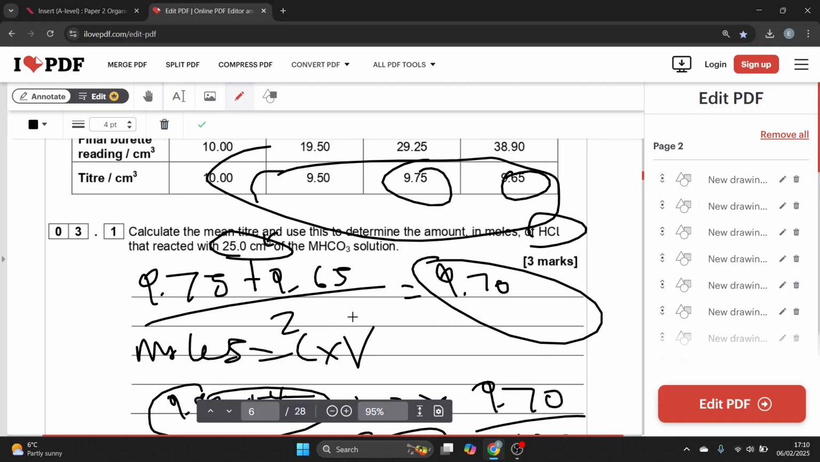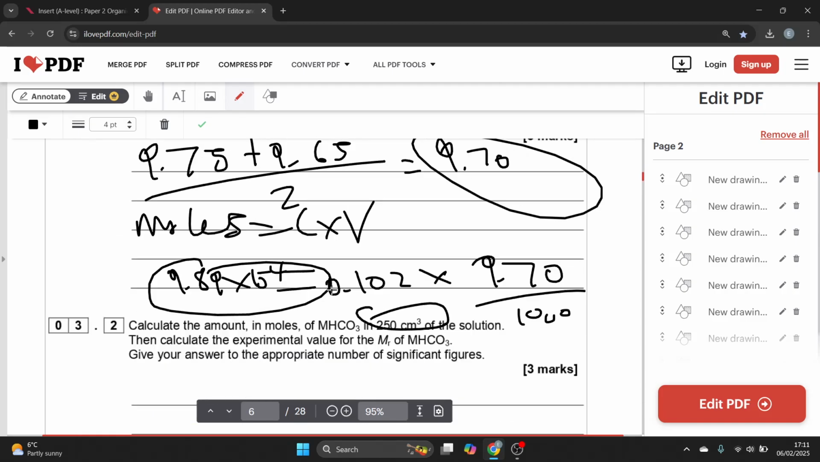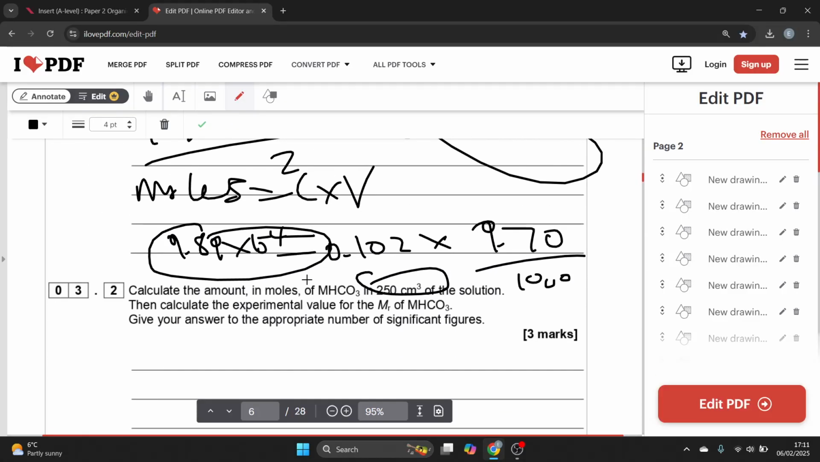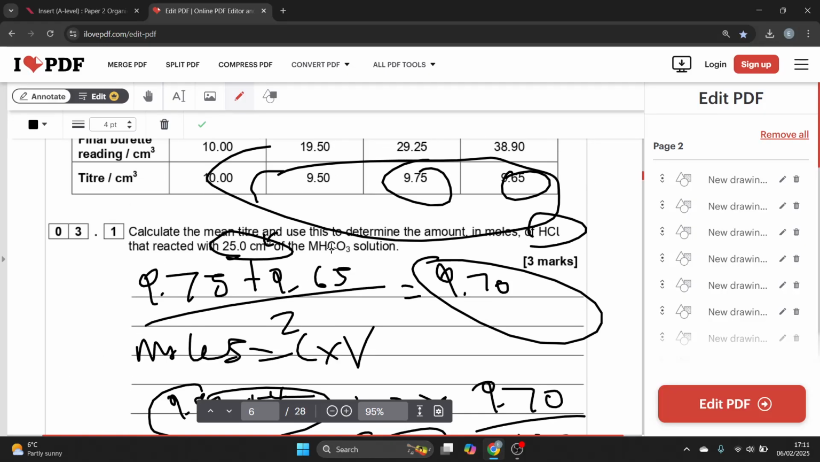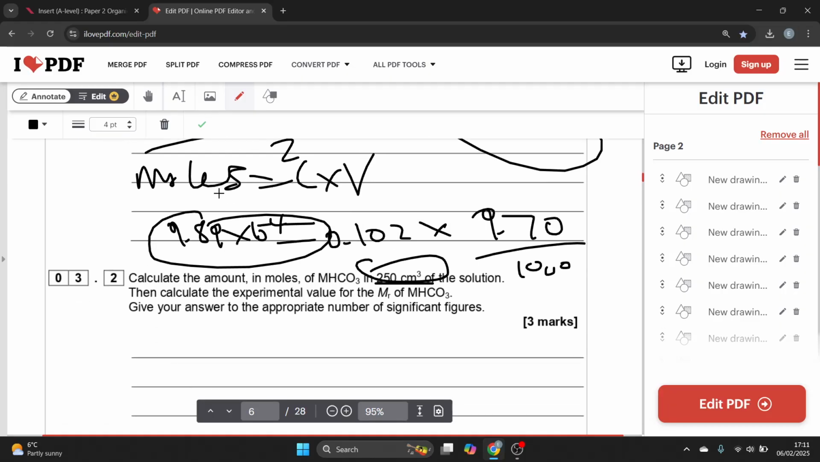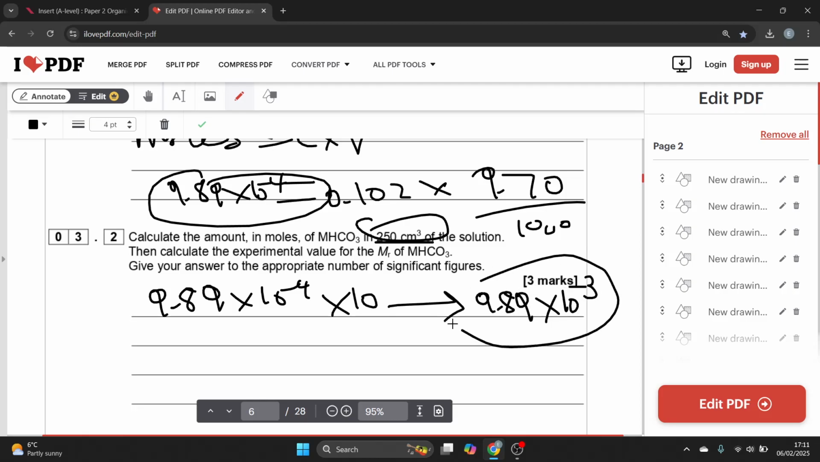Okay, so I've got the moles of HCl that reacted with this much of solution, and I know from the equation it's a 1-to-1 molar ratio. So if I know the moles of HCl, I also know the moles of this. The only difference is in this case it wants it in 250 centimeters cubed, and in this case it will be 25. So I just need to times. So I'm going to do 9.89 times by 10 to the power minus 4, and I'm going to times it by 10, and that should just give me my new number of moles of NaHCO3: 9.89 times by 10 to the power minus 3.